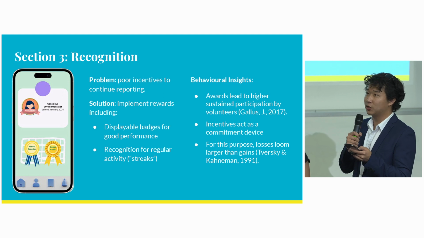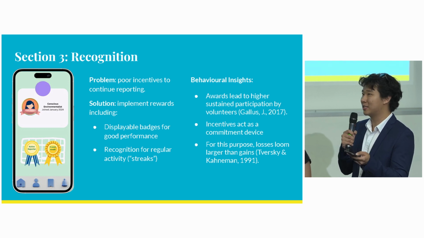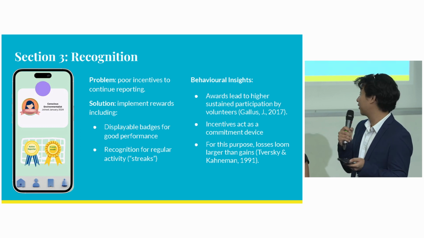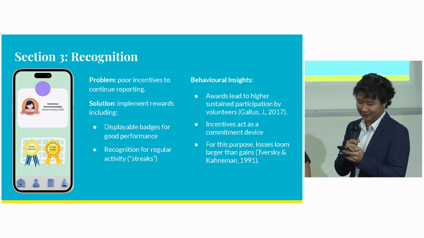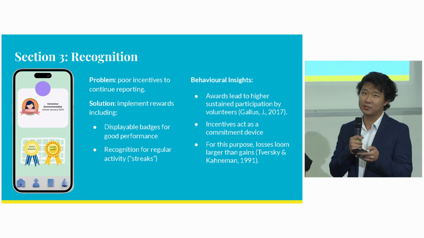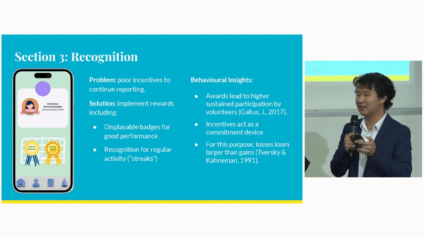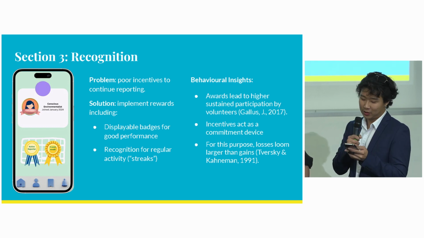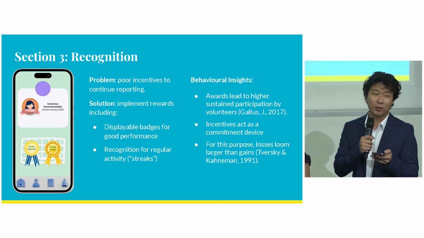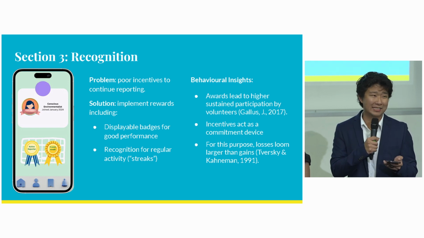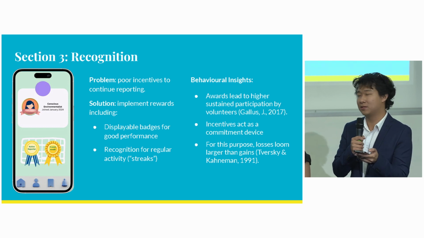They can also earn a streak badge by actively participating in those activities on a regular basis, like what Duolingo has done. So the behavioral insight in this scenario is that when people have a streak, they will be unwilling to lose it due to loss aversion. There was also a randomized controlled trial done by Gallus in 2017 to study the users of Wikipedia and how their behaviors are impacted when you give them badge incentives.